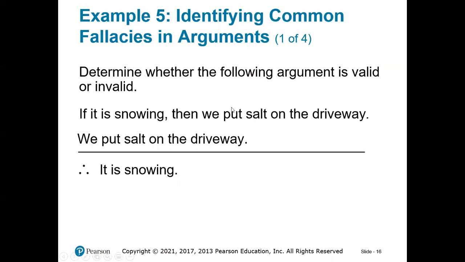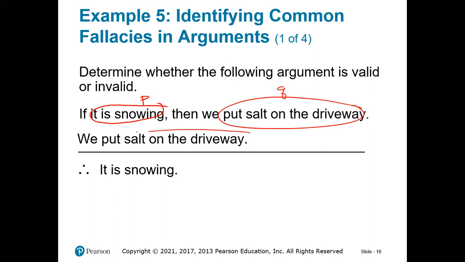Here's another example. Determine whether the following argument is valid or invalid. It says, if it is snowing, then we put salt on the driveway, right? So if it is snowing, then we put salt. Let me represent this. Snowing is P. If it is snowing, that's P. Put salt on the driveway, that's Q. We put salt on the driveway, that's Q. It is snowing, P.